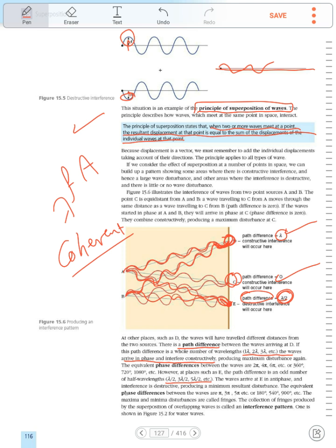The equivalent phase difference between the waves is pi, 3 pi, 5 pi, etc. This is a destructive interference, okay? And the wave interference pattern is shown in figure 15.2.